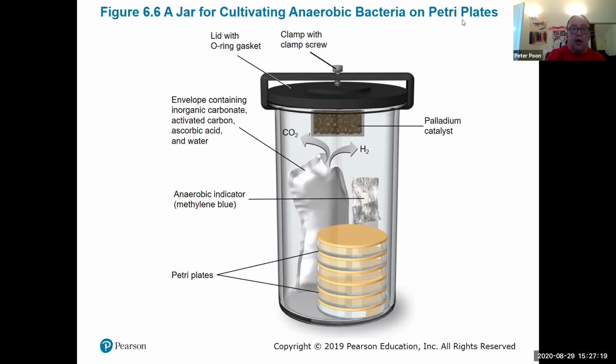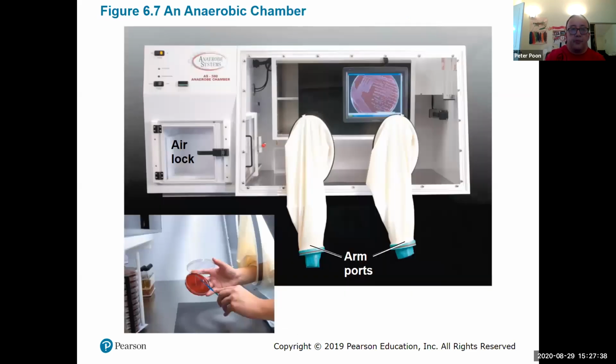So here, you let this go. And this palladium will actually absorb all the oxygen. And we release carbon dioxide and stuff. Anaerobic chambers obviously can't be exposed. You can't expose it to air, because that wouldn't work.